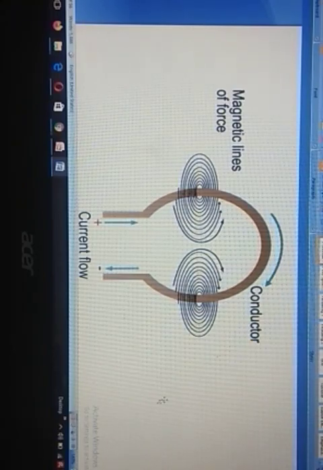Similarly, you can see that when the current is flowing upward, the magnetic field lines are produced around it in concentric circles, always showing anti-clockwise magnetic field lines. Whereas when the current is flowing in the downward direction, again according to the right hand thumb rule, the concentric circles show the magnetic field lines always in the clockwise direction.